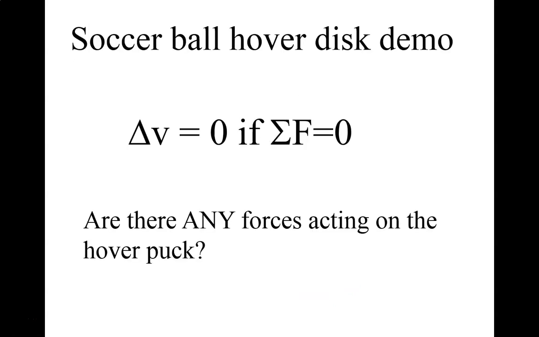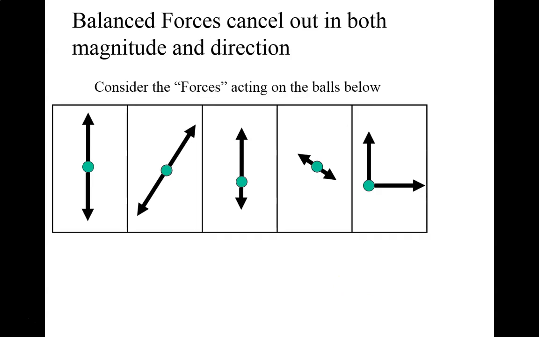Normally I would do a little demonstration with a hovering disc that floats on a cushion of air, and once I give it a push, it scoots along the classroom floor and slows down very, very little, which is a good example of what happens. You can see Newton's first law when you get rid of friction. Okay, so balanced and unbalanced forces.